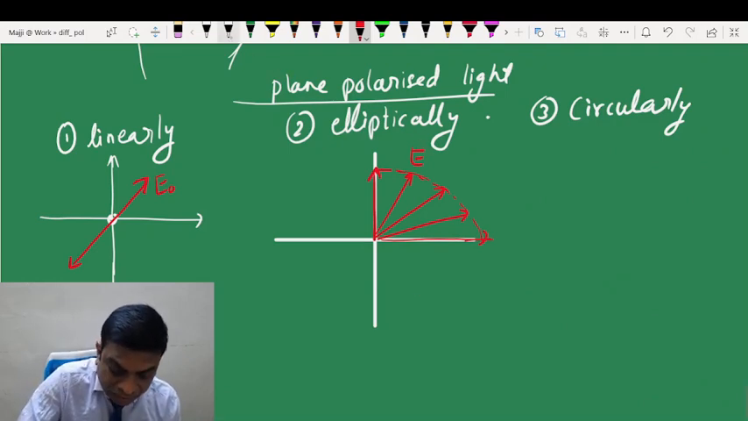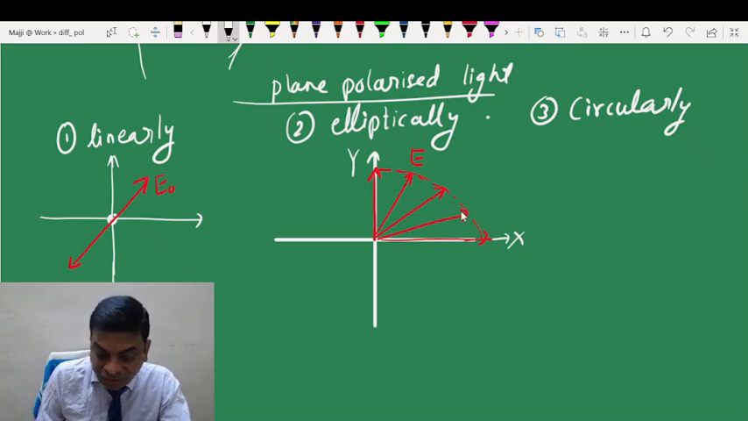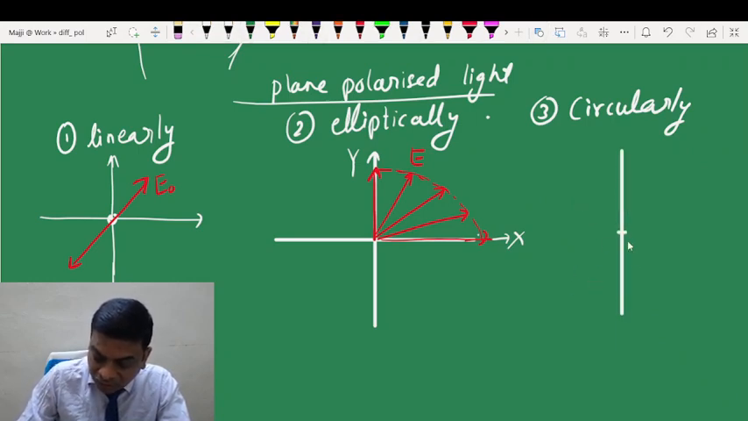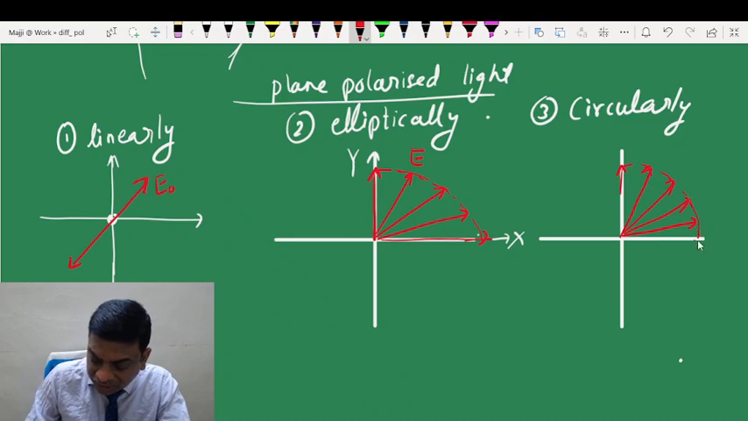So even though the electric field vibrations are in the same plane, you can see the plane is the same, but the direction of the electric field is changing and also the magnitude is changing. So the tips lie on an ellipse. So this is elliptically polarized light. Similarly, now you would have understood what is the meaning of circularly polarized light. Circularly polarized light means the electric field vector's magnitude will remain the same, but it will rotate. When you join the tips of the electric field vectors, they lie on a circle. All are polarized light.